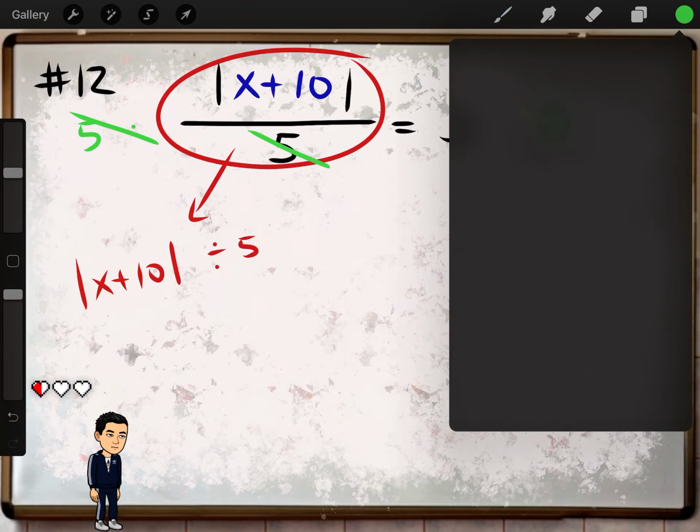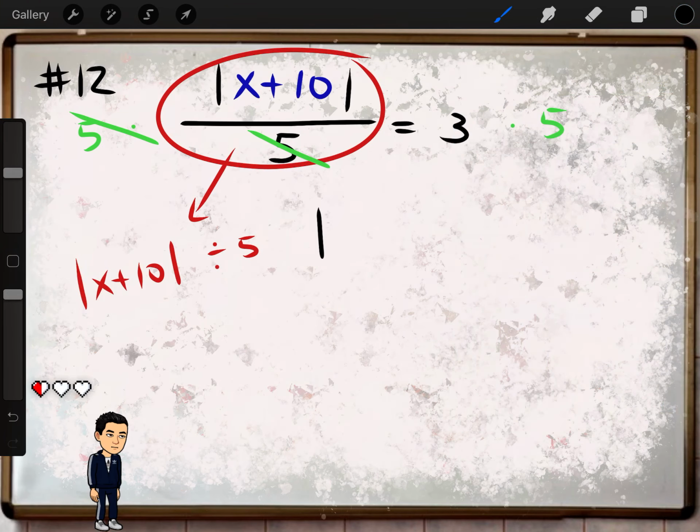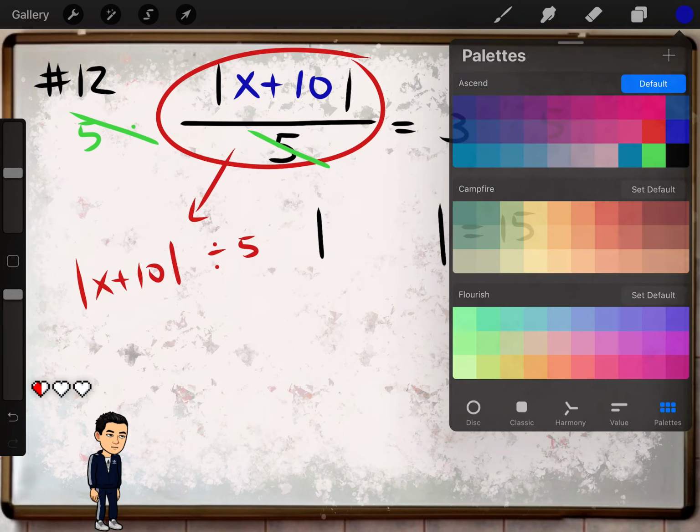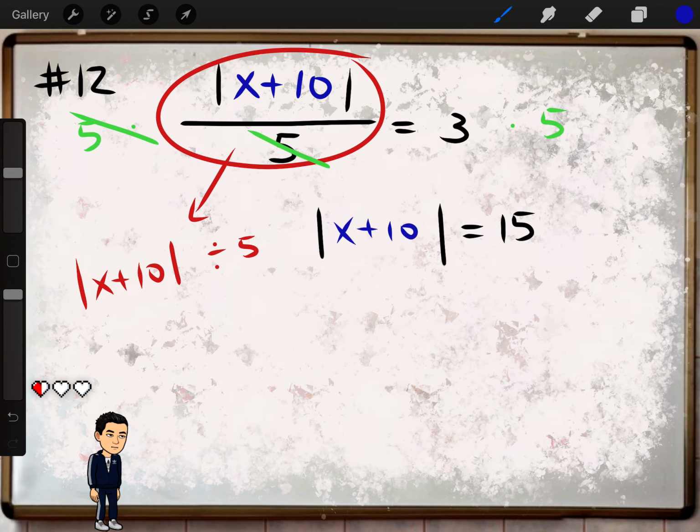Now the next thing we'll see is the absolute value is going to equal 3 times 5. That's going to be 15. So let me just rewrite this x plus 10 in there. Everything becomes kind of easy, just like what we have done in the past few questions. You're going to rewrite the expression inside the absolute value, and set it equal to positive 15 and negative 15.